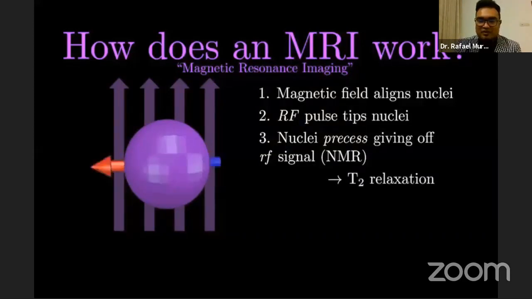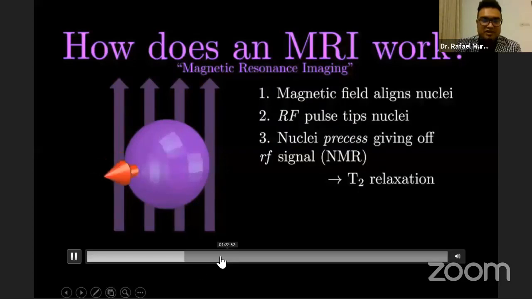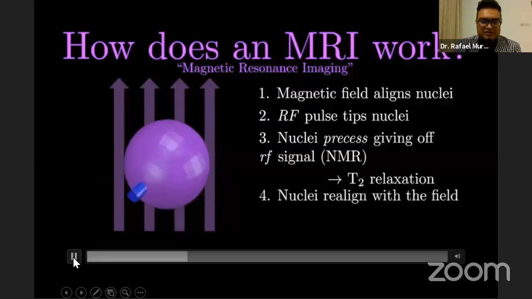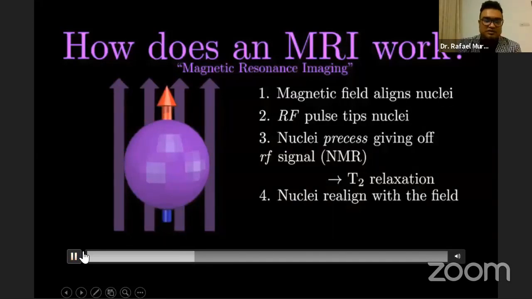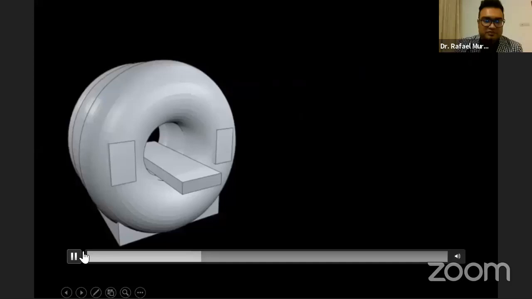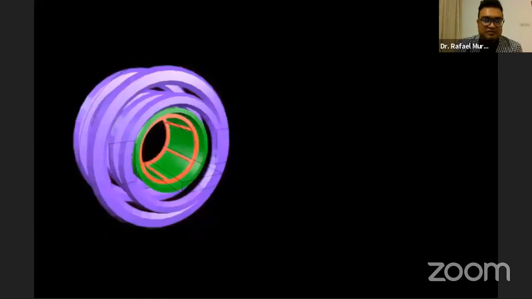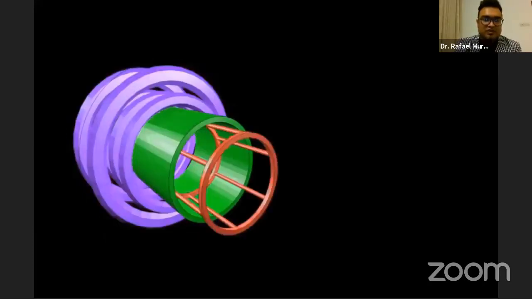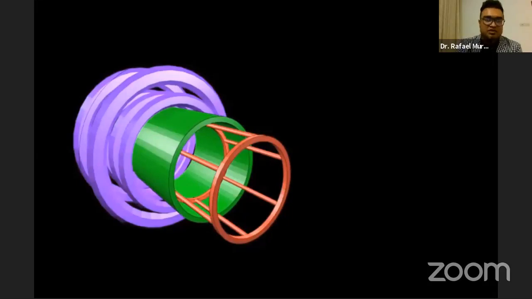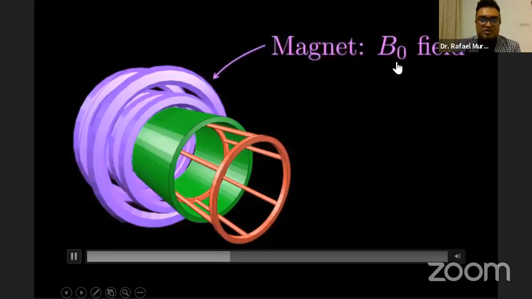So here we can see the T2 relaxation when the nuclei is realigned with the flux. Here we can see there are different sorts of coils for gathering the T1 and T2 weighted images.